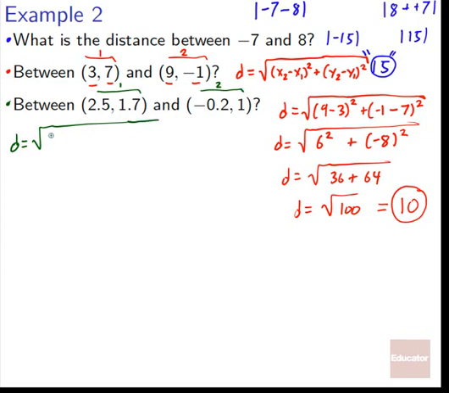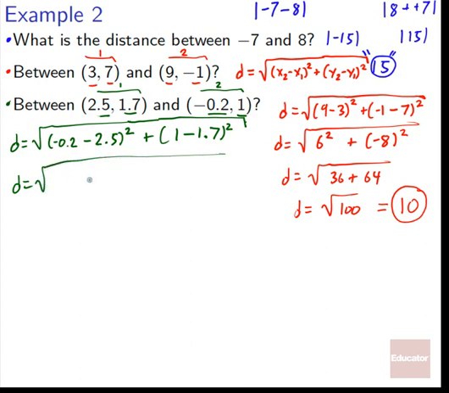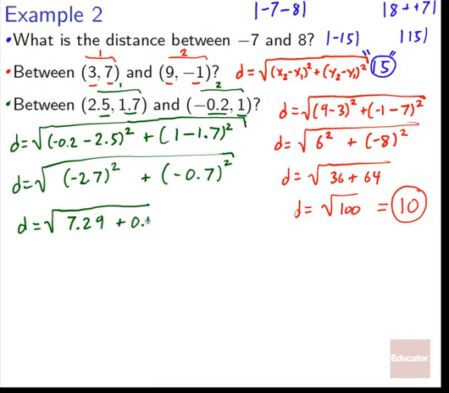So first x is negative 0.2 minus second x is 2.5, squared, plus first y is 1 minus second y is 1.7, squared. So distance equals the square root of negative 0.2 minus 2.5, which becomes negative 2.7, squared, plus 1 minus 1.7, which becomes negative 0.7, squared. We use a calculator to figure this out, or we could do it by hand, but I used a calculator when I figured it out, and I figured out before that negative 2.7 squared becomes 7.29 plus negative 0.7 squared becomes 0.49, because those negatives just wind up canceling with each other when they square against themselves.